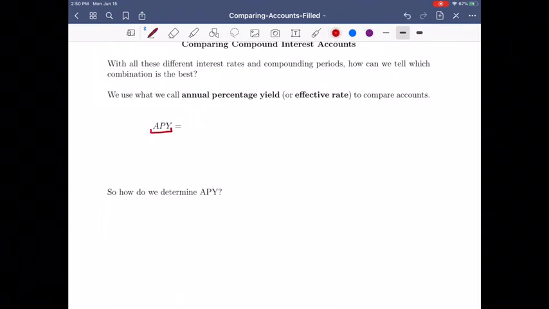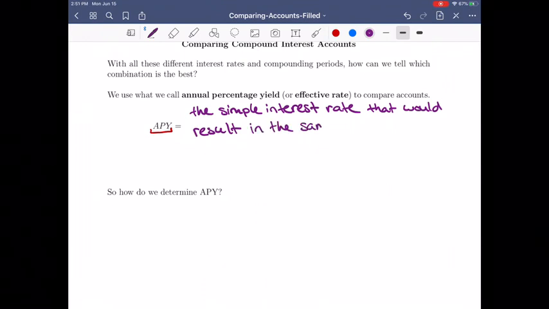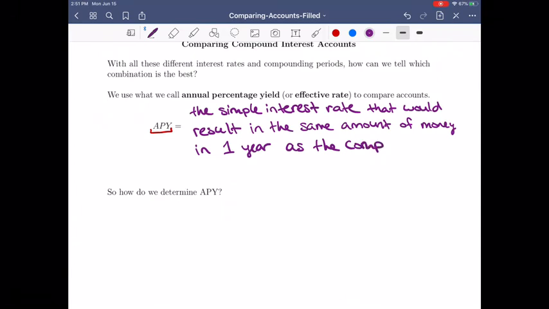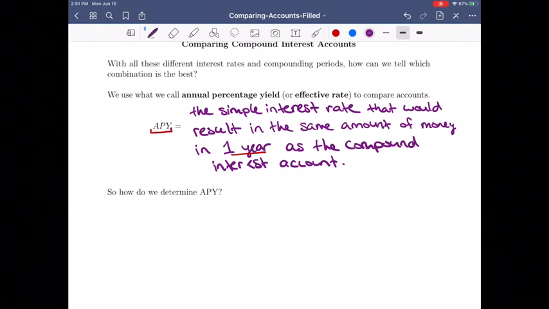Okay, this is one thing. So it's not A times P times Y. I know the other formulas make it seem that way, but it's just one thing. And what it is, it's the simple interest rate that would result in the same amount of money in a year. Maybe I'll say one. Okay, so in 1 year, as whatever compound interest account you're looking at. So this rate in simple interest would give you the same amount after 1 year. Okay, so how do we determine the APY?